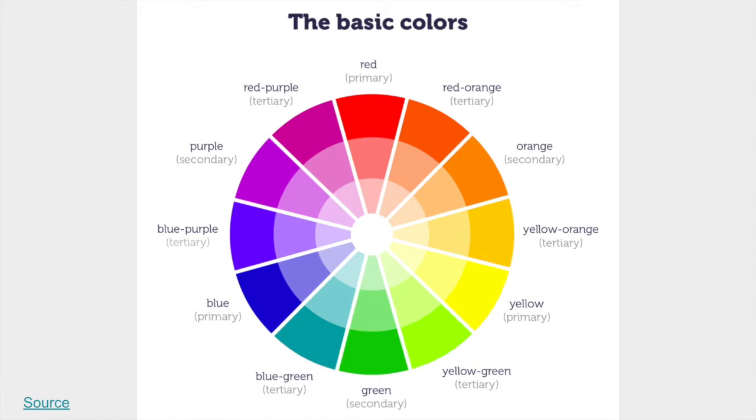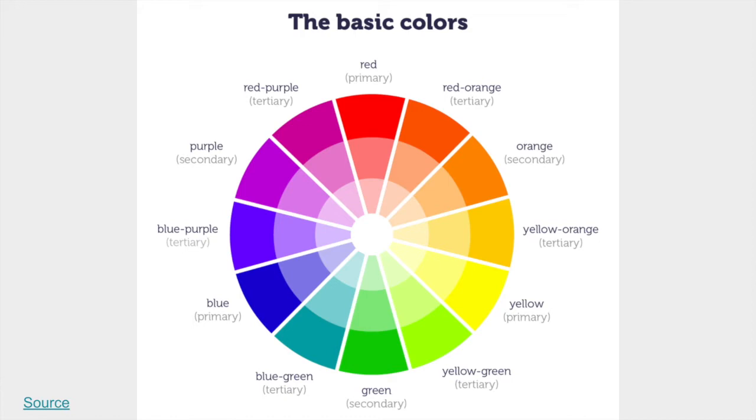So in order for orange to be made, we need to mix an even amount of red and an even amount of yellow in order to make orange. Same thing goes for green, and same thing goes for purple. So our secondary colors are orange, purple, and green.